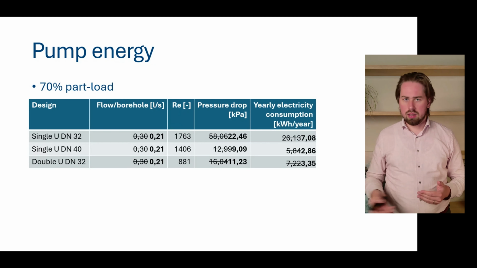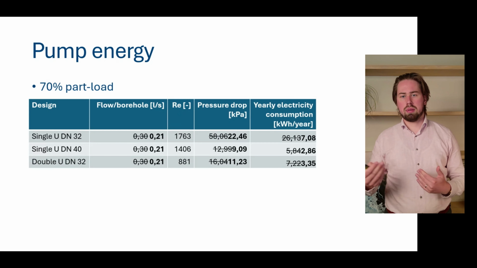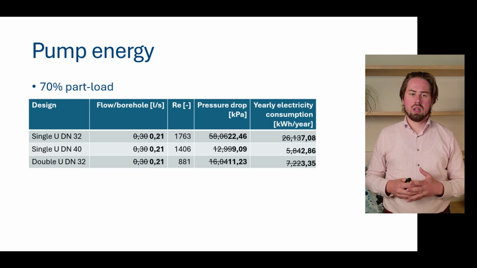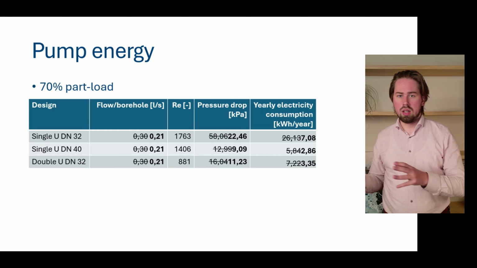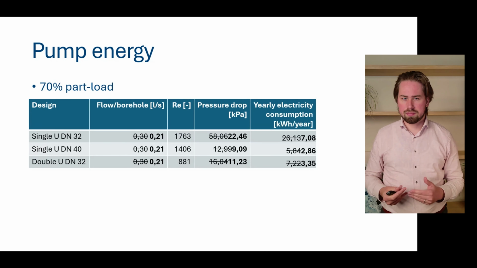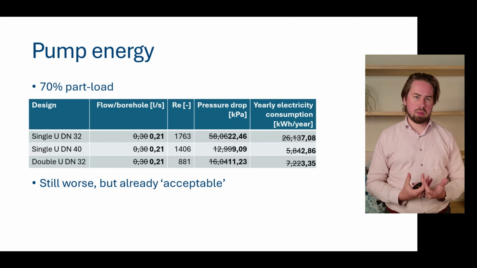Meaning that yes, our single DM40 and DM32 decrease again a little bit in pressure drop and yearly electricity consumption. But most importantly, our single U falls back significantly. It more than halves. And also the pump electricity consumption goes from 26 to 7. So let's say it's still the worst kit in class, but it's already acceptable.